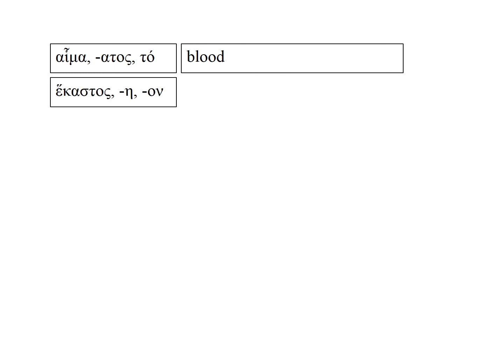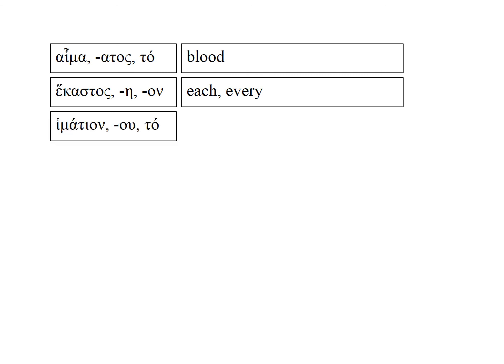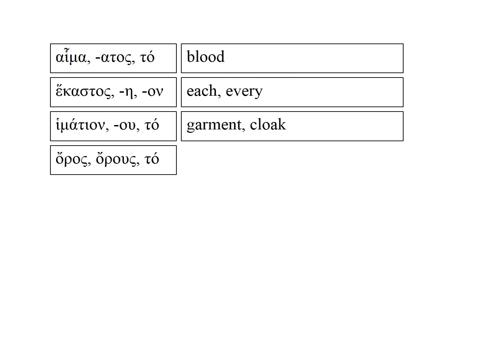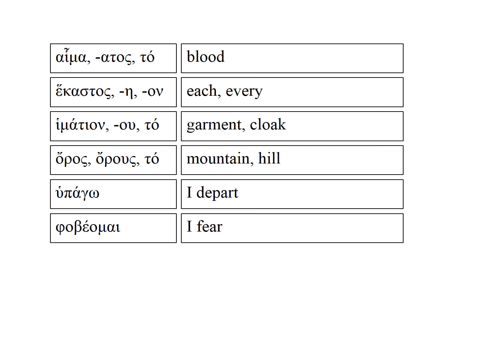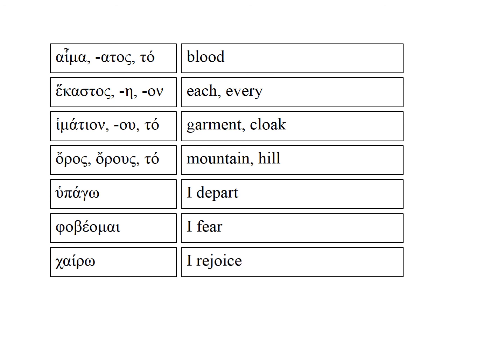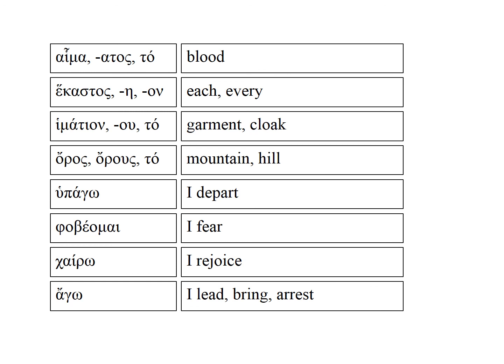Let's look at our vocabulary. χύμα, blood, χύμα. ἑκάστης, each or every, ἑκάστης. ἱμάτιον, garment or cloak, ἱμάτιον. ὄρος, mountain or hill, ὄρος. ὑπάγω, I depart, ὑπάγω. φοβέομαι, I fear, φοβέομαι. χαίρω, I rejoice, χαίρω. ἄγω, I lead, bring, or arrest, ἄγω.